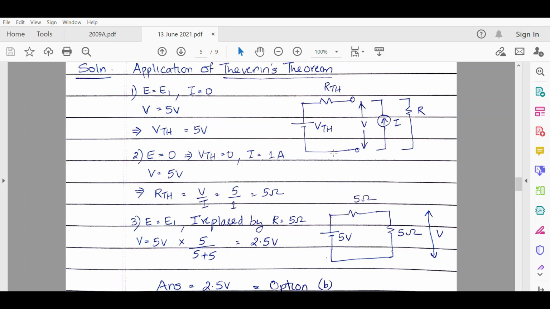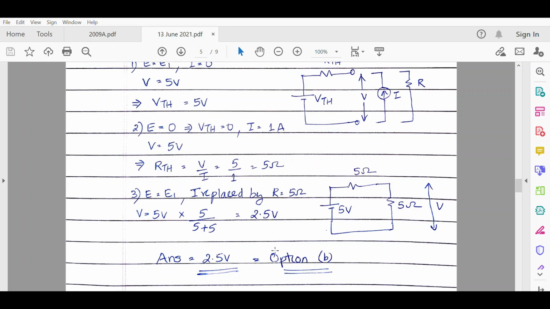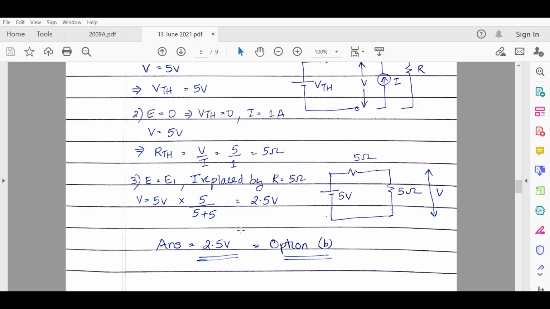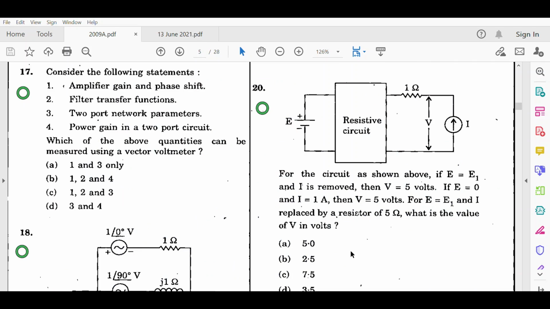Now we have got both the parameters of this Thevenin equivalent circuit. Now we can substitute them over here. I have redrawn it over here, and the current source has been replaced by a 5 ohm resistor as has been asked in the question. Now we can find out the voltage across this 5 ohm resistor through the voltage division rule. The 5 volts into 5 divided by 5 plus 5, and the voltage V is obtained as 2.5 volts. So the answer 2.5 volts, we'll just check in the options. Yes, in option B we have 2.5 volts, and this is the correct option.